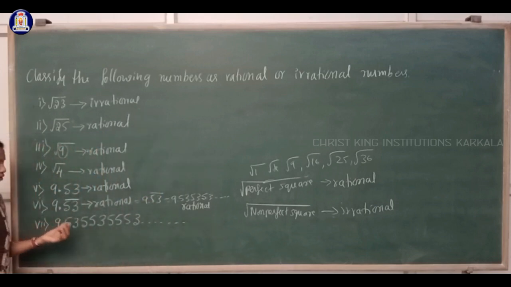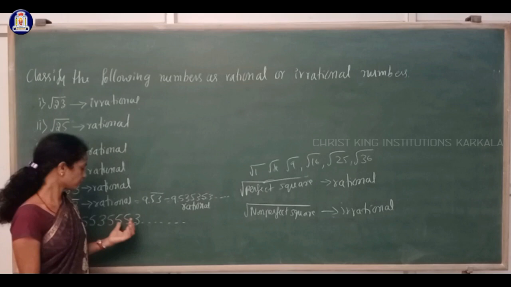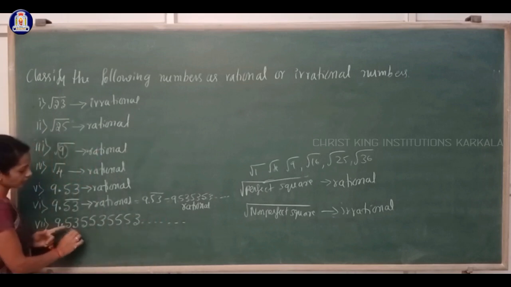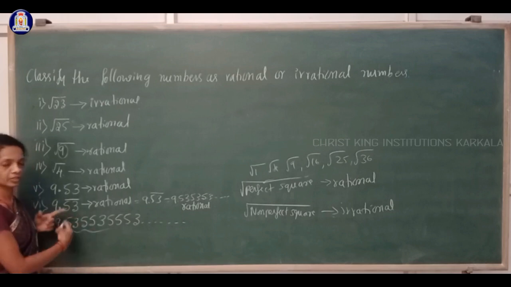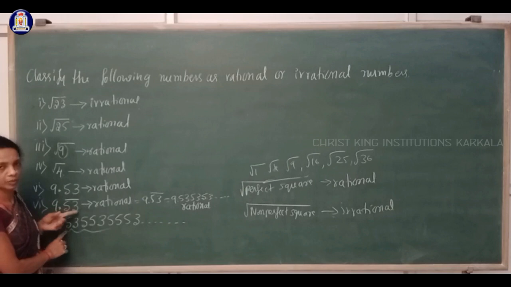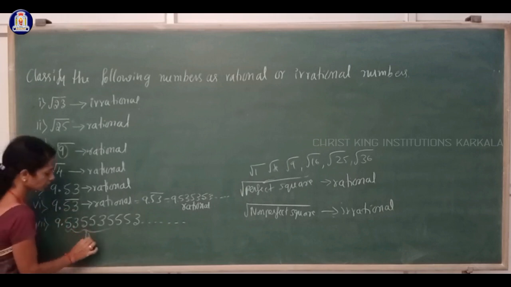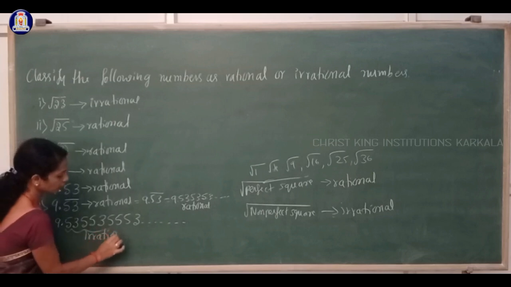And here 9.53 553 5553 etc. Here the etc symbol is there, and you see how the digits are repeating. The digits are repeating here, but they are not repeating in the same type, not in the same order. So if you have a decimal expansion like that, that is always an irrational number.